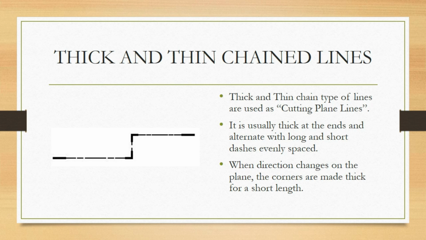Thick and thin chain types of lines are used as cutting plane lines. It is usually thick at the ends and alternates with long and short dashes evenly spaced. When direction changes on the plane, the corners are made thick for a short length.